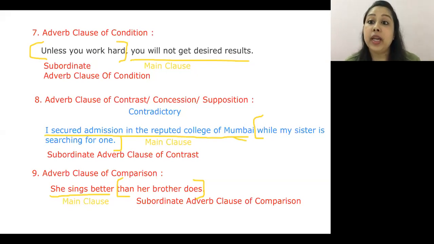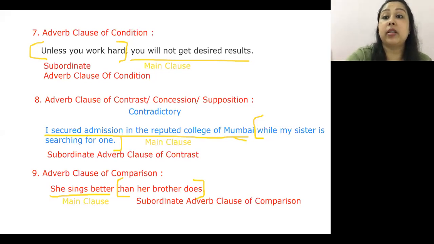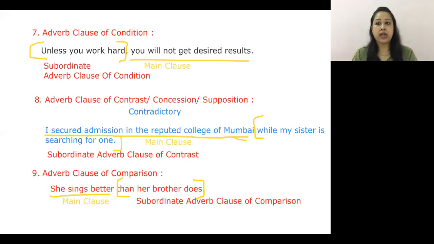Difference between adverb clause of contrast and comparison. See, Avishkar, when I talk about contrast, they are two different things. For example, I say, though I secured admission in a reputed college of Mumbai, my sister is searching for one. Contradiction. I have secured admission and my sister is still looking for one.